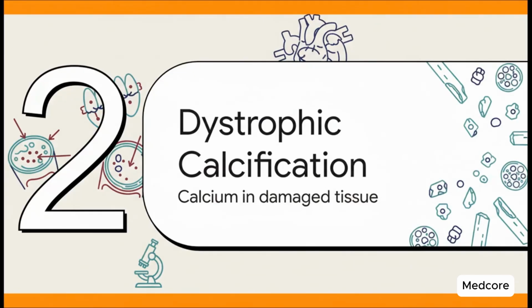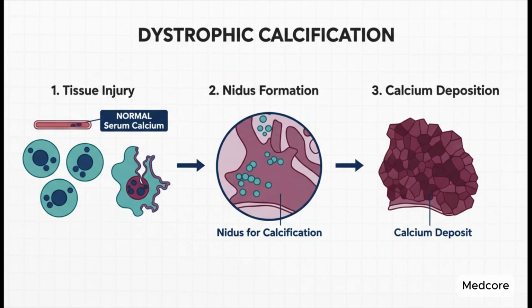First up, let's tackle dystrophic calcification. This is by far the more common type you're going to see both on pathology slides and out there in clinical practice. The key here, and I mean the key, is that the patient's blood calcium levels are perfectly normal. The problem is totally localized to a spot that's already been injured.